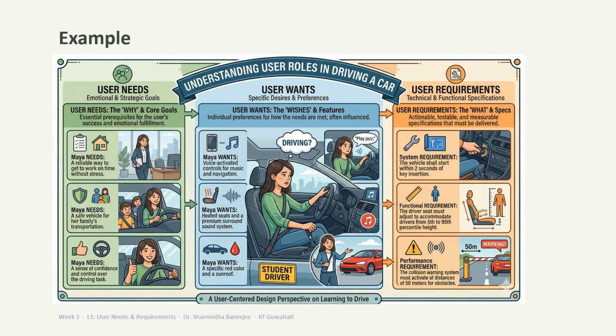Now let's understand these in further detail by taking an example. So the context is the same. A particular set of users, while they are trying to drive a car, have certain wants and certain needs and certain user requirements. We will first look at the user needs. So let's say one of my user needs is emotional and certain kind of strategic goals. So I want to understand, my persona here in this case is named Maya. Maya needs a reliable way to get to work on time without stress.